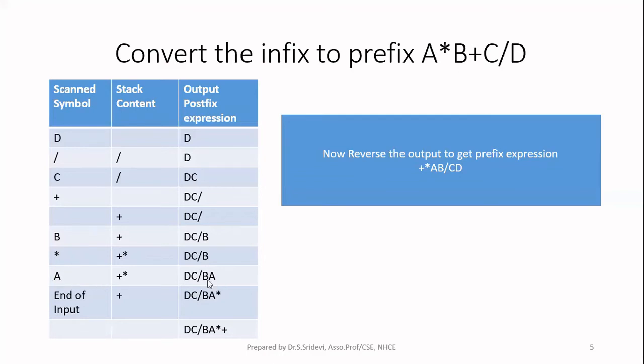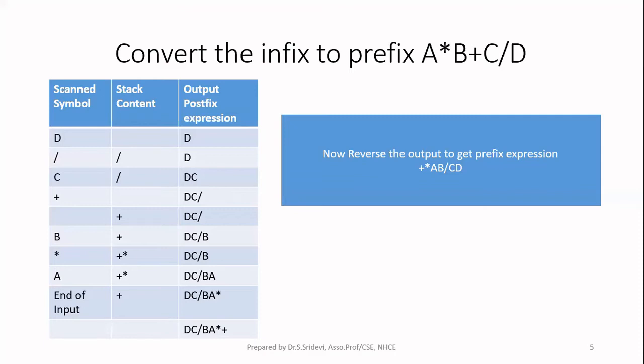Now your input is over. When your input is over, you have to pop all the characters from the stack one by one till the stack becomes empty. The moment you pop a character, write it at the output. So first I'm going to pop multiply and write multiply at the output. Then I'm going to pop plus and write plus at the output. Now my stack is also empty. When your stack is empty, you have finished your process.